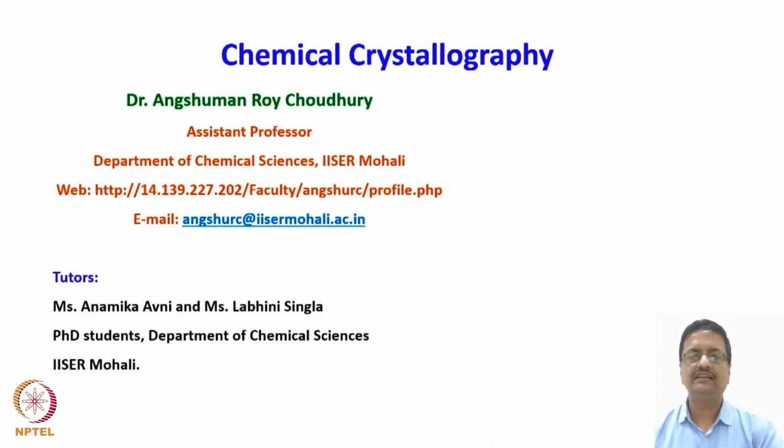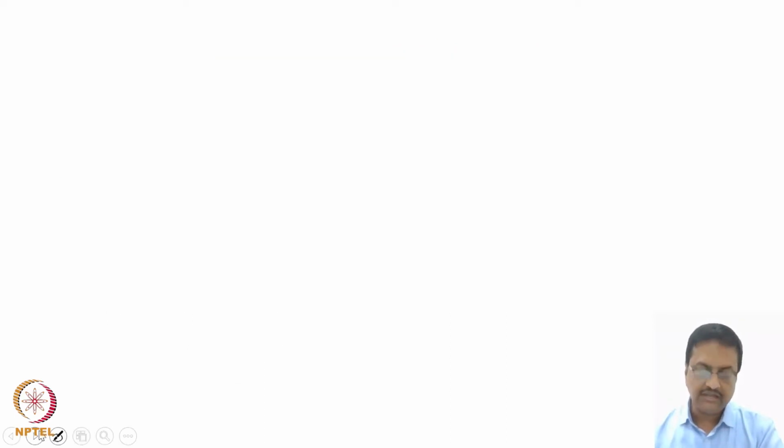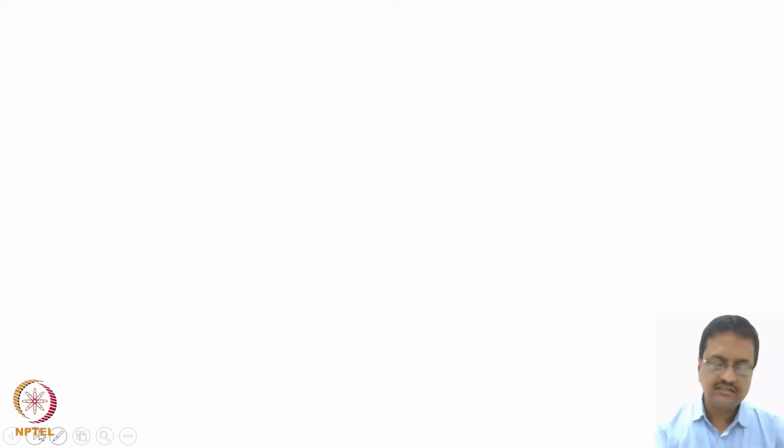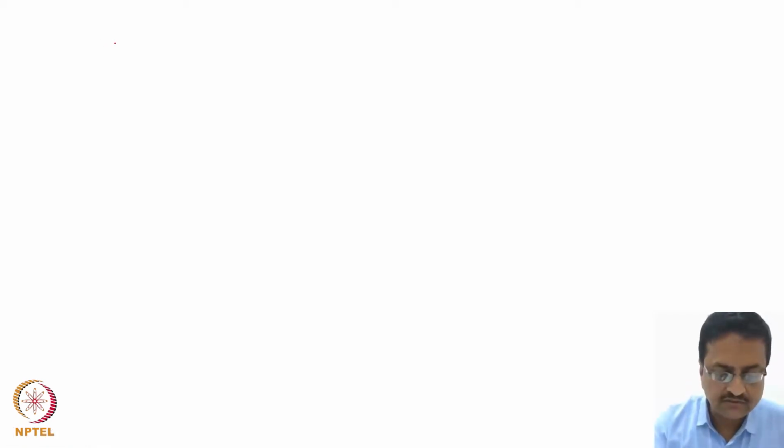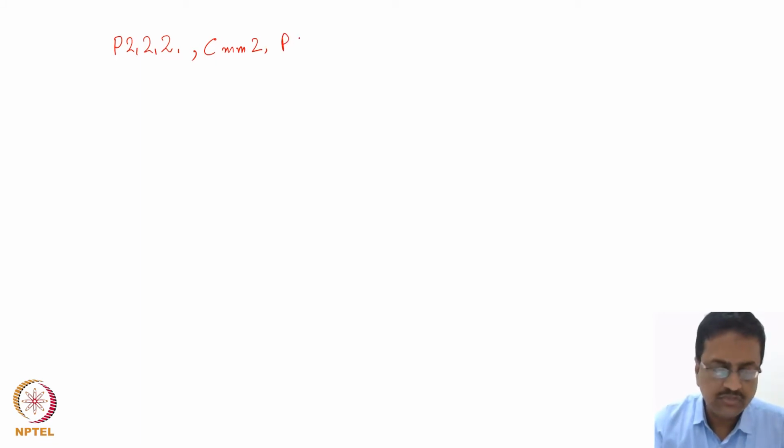Welcome back to the course entitled Chemical Crystallography. In the previous class, we were discussing how to draw the stereographic projections of various crystallographic space groups. In that, we discussed the projections of the space groups P212121, CMM2, P4 and I4.